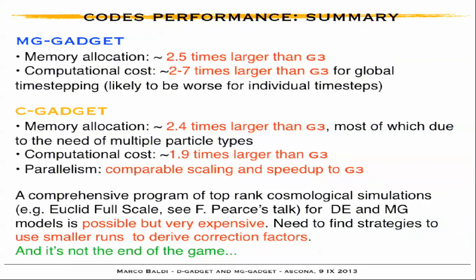So in terms of whether we will be able to make a comprehensive program of large simulations using these codes, I think it will be possible, but very expensive, especially if we are aiming at simulations like the Euclid full-scale simulation that Fraser Pierce will discuss later on. I think we will not be able to run many simulations like that one with this modified gravity and dark energy code. So we need to find strategies to use smaller runs and to derive correction factors.